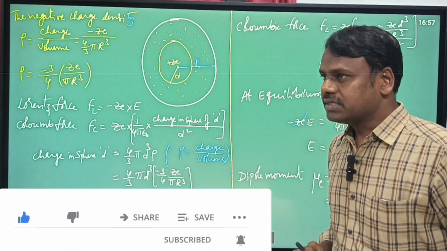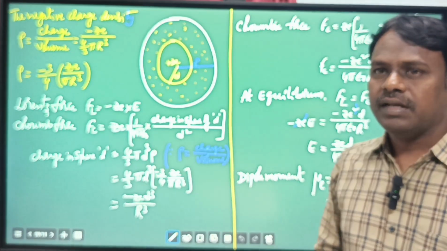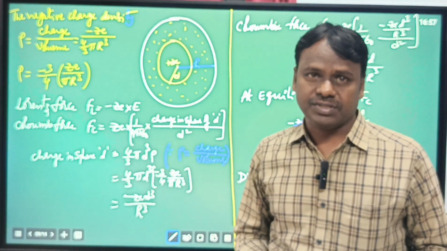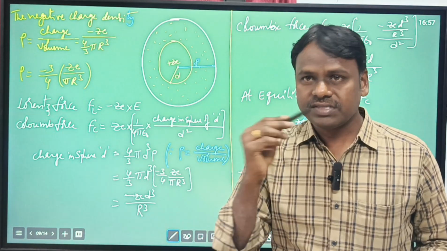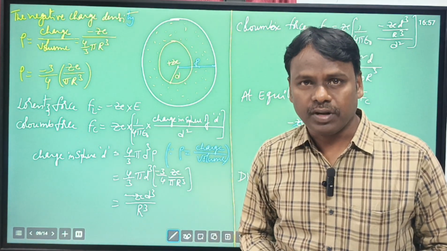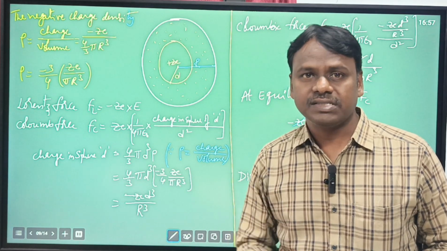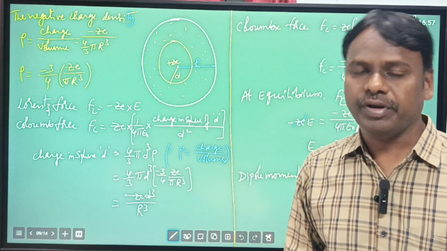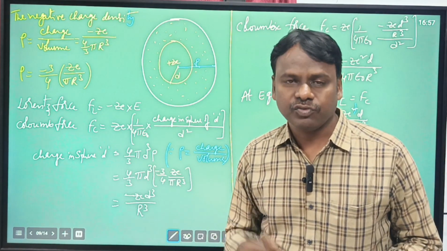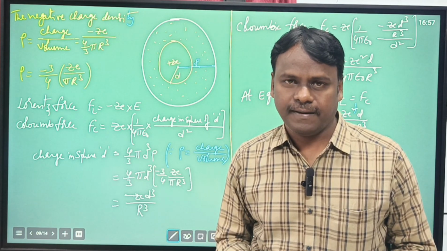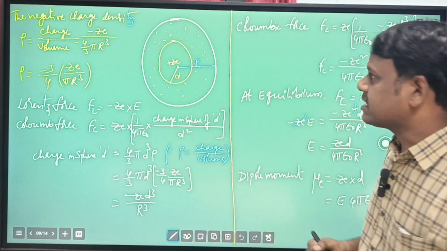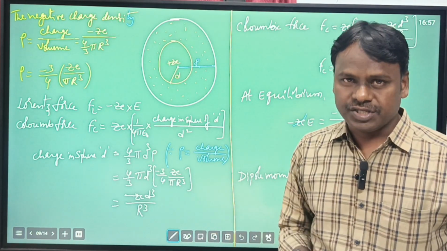In this, I am going to explain the types of polarizations. The first one is electronic polarization. The second one is ionic polarization. The third one is dipolar polarization or orientation polarization. The fourth one is space charge polarization. In this, let me explain about the electronic polarization.